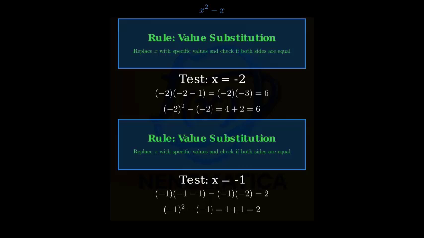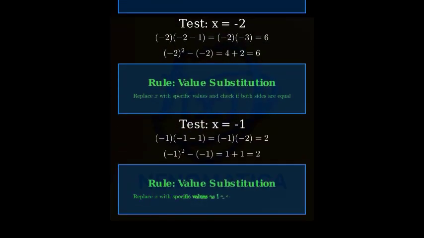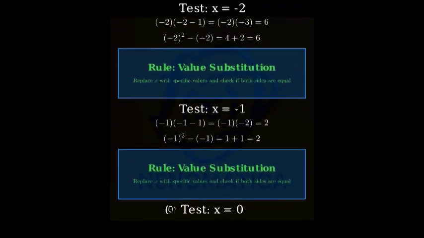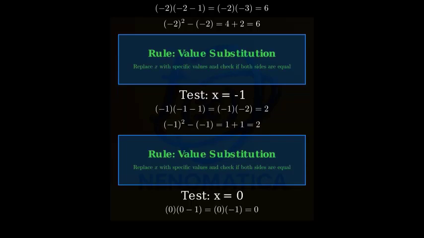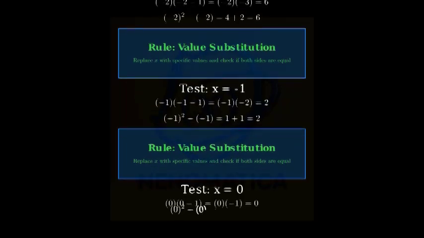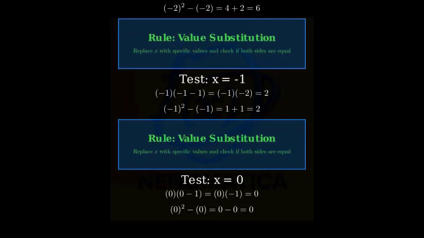Let's check one more value. Let's check for x equals 0. If x equals 0, then the left side becomes 0 times open parenthesis 0 minus 1 close parenthesis, which is 0 times negative 1, which equals 0. The right side becomes 0 squared minus 0, which is 0 minus 0, which equals 0. Both sides equal 0, so the equation is satisfied for x equals 0. Let's check one more value.